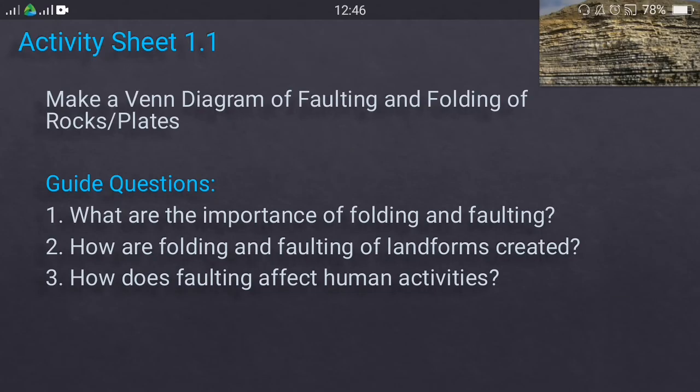Activity Sheet 1.1 for group activity. Make a Venn diagram of faulting and folding of rocks or plates. For the guide questions, what is the importance of folding and faulting? And how are folding and faulting of landforms created? And how does faulting affect human activities?